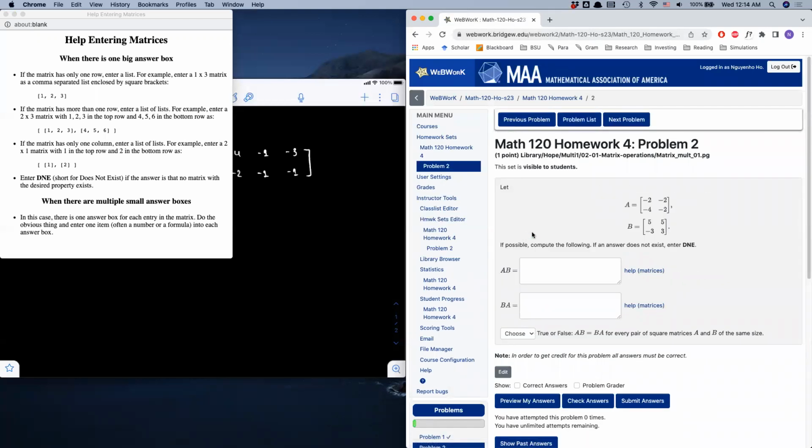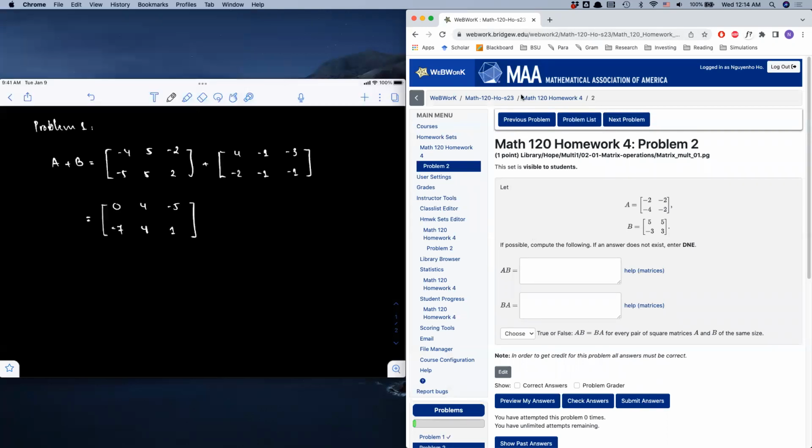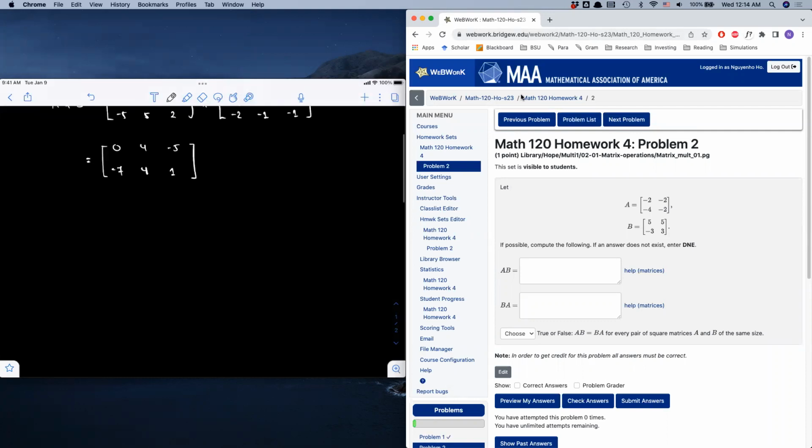Problem 2 is with matrix multiplication. For matrix multiplication, you have to be careful with the sizes of the matrices given to you. To do the calculation A times B, it's possible only if the number of columns of A matches the number of rows of B. In this case, both matrices are 2 by 2 matrices. Therefore, you can do the calculations for A times B and then B times A. Let's go through that together.